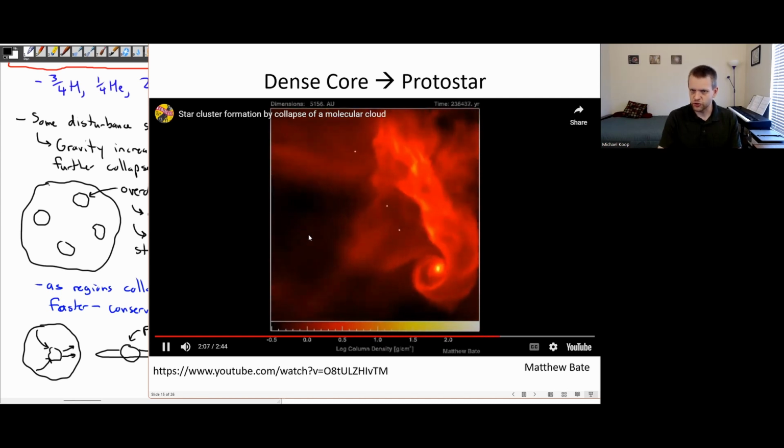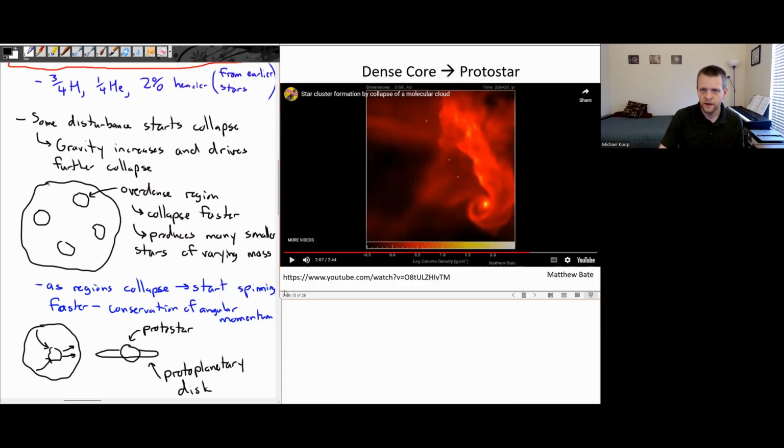But again, I think that shows the basics of some of the properties as this giant molecular cloud is collapsing, and some of these dense cores are actually starting to form protostars. And again, if you want to try this, have a look at this video yourself. It's available on YouTube by Matthew Bate.